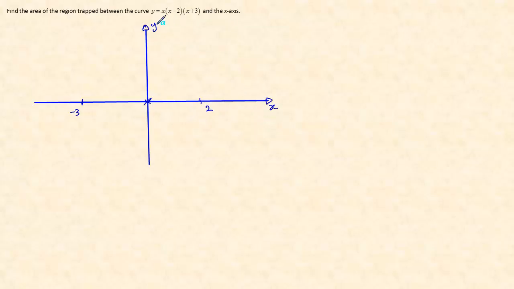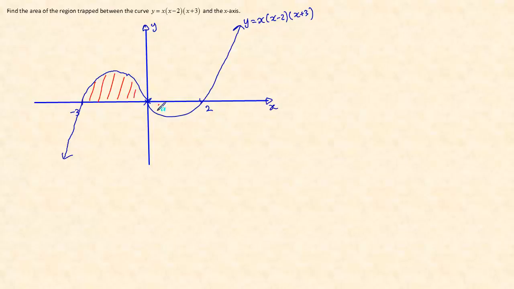If we expand this out, the x cubed term would be positive, so that tells us the shape is going to be like this. So it's going to come over here, down, under, and up here. So this is y is x(x - 2)(x + 3). And the area that we want is the area here added to the area here.